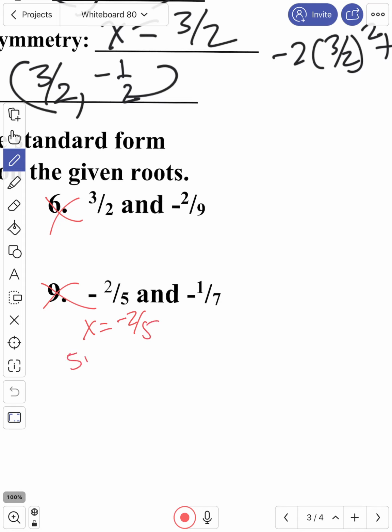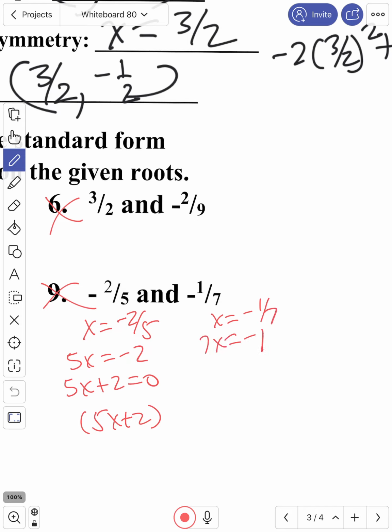Multiply both sides by 5, you get 5x equals negative 2. Add 2, and that's the first one of your factors. We definitely did some of these, but not lately. Then you say x equals the other root, multiply by 7, add 1. And this is how you get your factors if they're fractions and you can't just do it in your head.